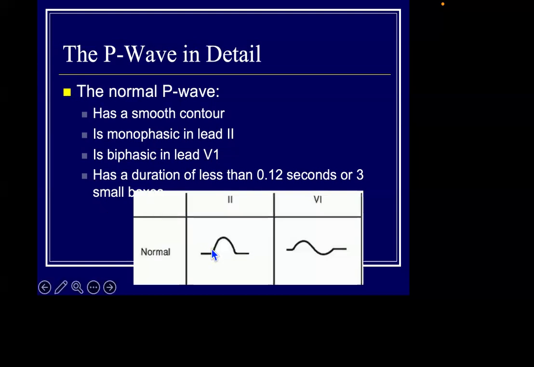This is the normal contour of the P wave in lead 2. This is lead 2. This is the normal P wave, normal amplitude, and normal duration, usually less than 0.12 second, or less than or equal to 3 small boxes. And in lead V1, it is usually biphasic. The initial portion of the P wave in lead V1 is usually due to right atrial contraction. And the next negative deflection, usually below the isoelectric line in lead V1, is due to left atrial depolarization. So the P wave in V1 is usually biphasic.